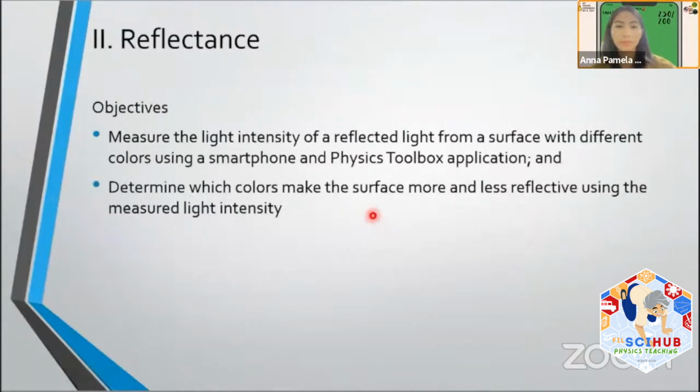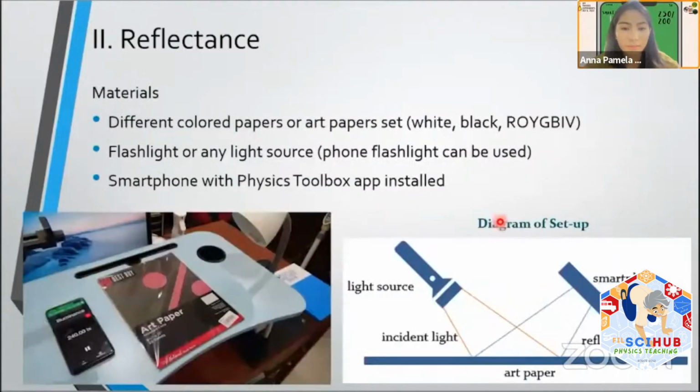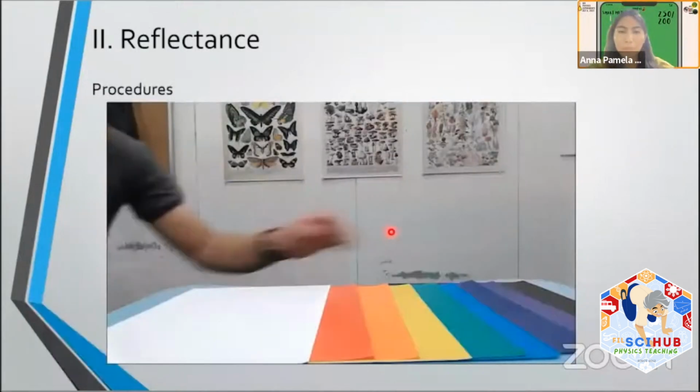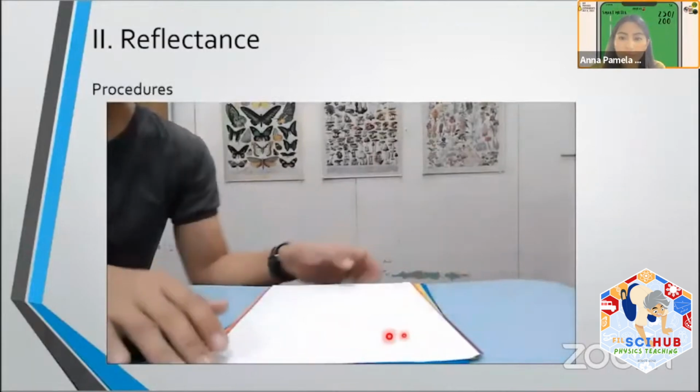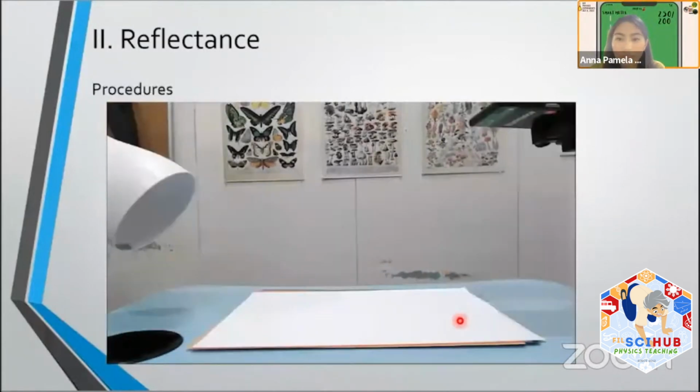The objectives of the experiment are to measure the light intensity of a reflected light from a surface with different colors using a smartphone and Physics Toolbox application, and determine which colors make the surface more or less reflective using the measured light intensity. The materials we are going to use are white paper, black colored paper, and art papers according to the 7 major colors of the rainbow, a flashlight or any light source, and a smartphone where you install the Physics Toolbox application. We will first measure the reflected light intensity from a white paper, then from the colored papers, and lastly from the black paper.